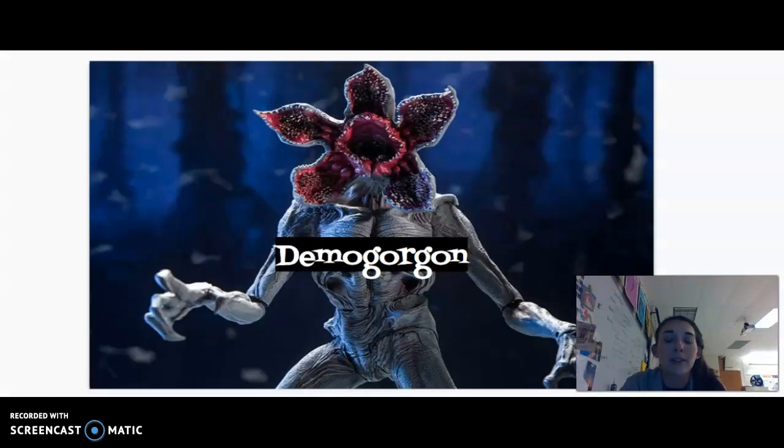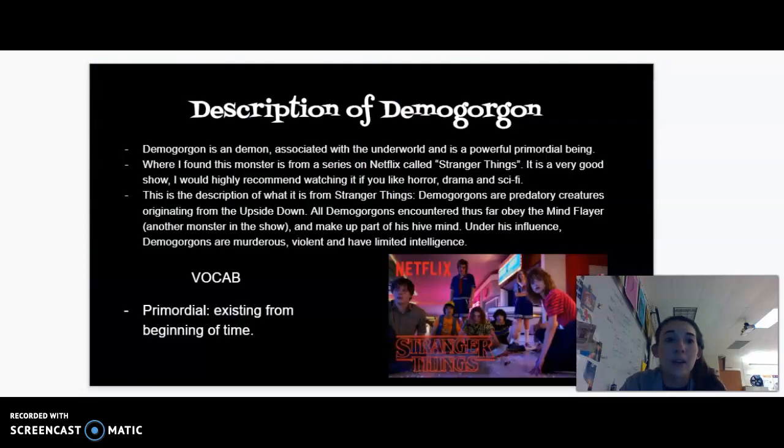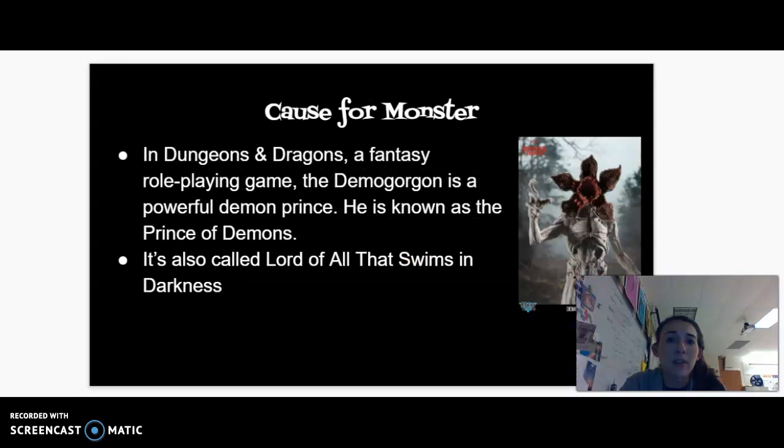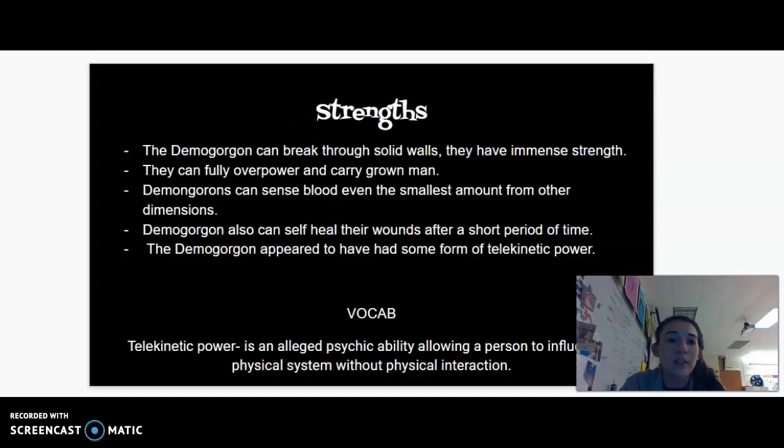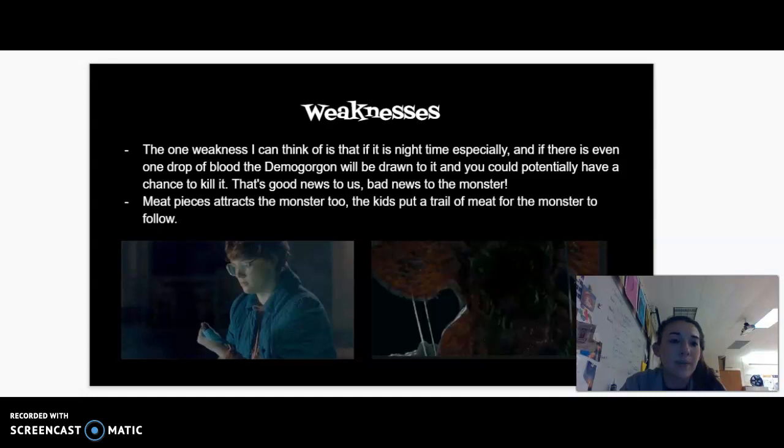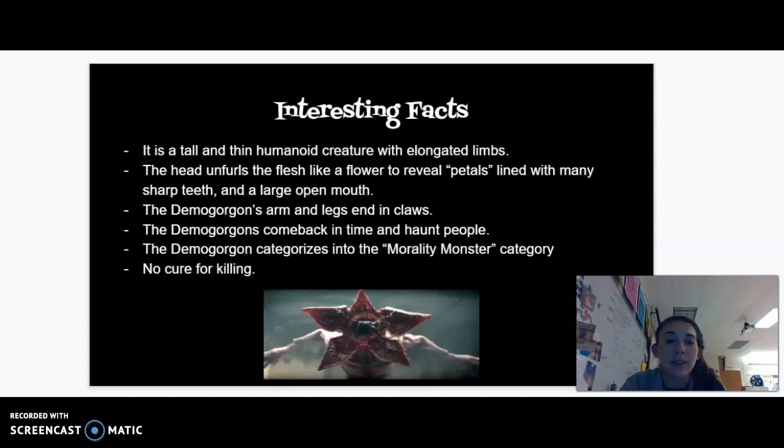Let's look at one last one. So this student chose to talk about the Demogorgon. Now the Demogorgon is something that exists in Stranger Things, but it is not original to Stranger Things. It does have a background. So you can look into that. And then they talk a little bit about what causes the monster, its strengths, its weaknesses, its interesting facts, the mythology behind it, and we must have a citation page. So remember, always include a citation page about the information and where you got it from.